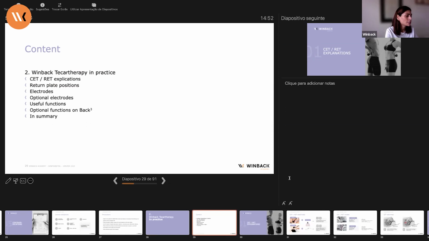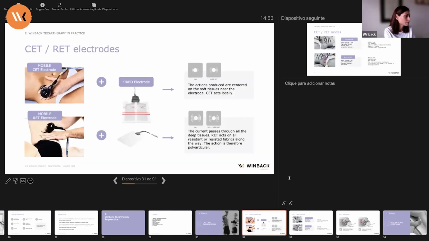So the practical, now it's easier because the theory is a little bit complicated. We cannot do all the things that we've done along our way in a small time, in 1 hour, okay? Because we have the anatomy, the physiology, the principles of the physics. So if you have some doubt, you tell me, okay? We are trying to give you all the highlights. We have the set and red explanations, the return plate, the electrodes, the optional electrodes, the useful functions, the optional functions, and we'll do a little summary at the end.